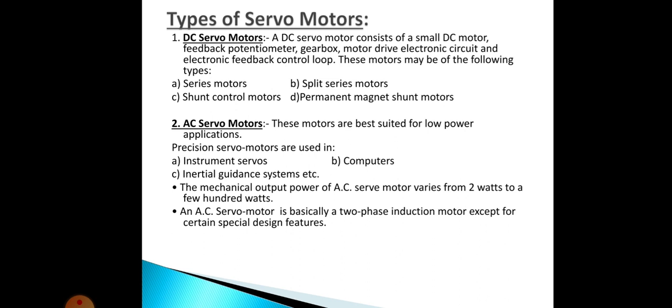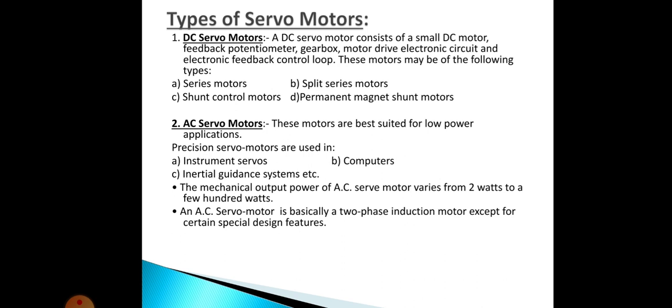So the first one in that: there are two types, DC servo motor and AC servo motor. A DC servo motor consists of a small DC motor, feedback potentiometer, gearbox, motor drive electronic circuit and electronic feedback control loop. It is more or less similar to a normal DC motor. These motors are preferred for very high power. They may be of the following types: series motor, split series motor, shunt control motors and permanent magnet shunt motors.